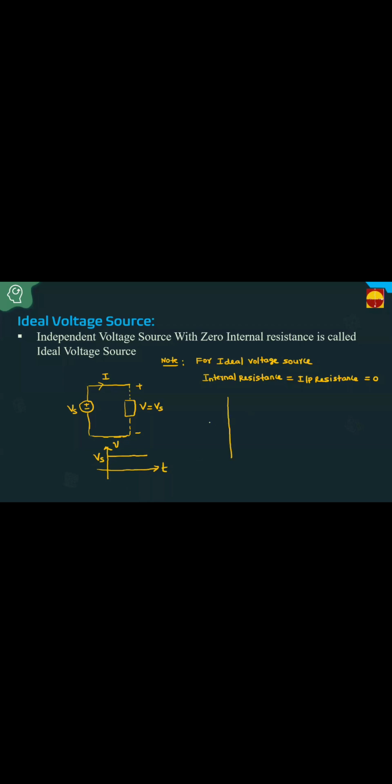If you draw the characteristics for the ideal voltage source, this is I, and this is minus I, this is V, and this is minus V. Whatever may be the current, positive current or negative current, the voltage remains constant, that is V equals Vs. This is called ideal voltage source. That is, there is no drop. The internal resistance is equal to 0.